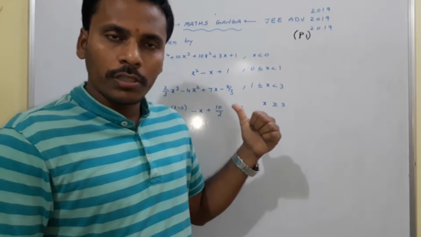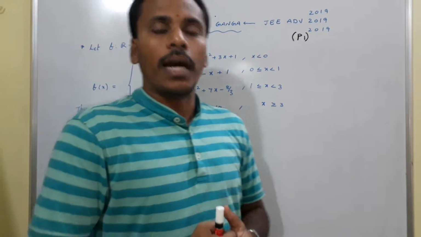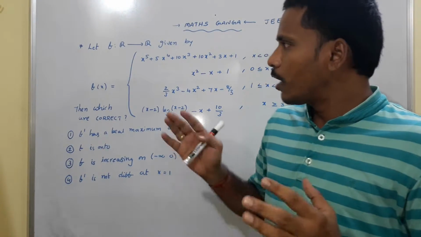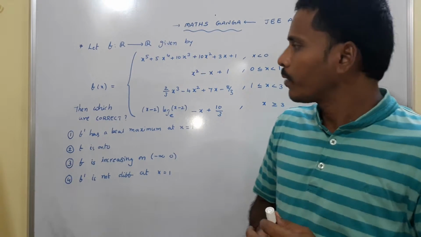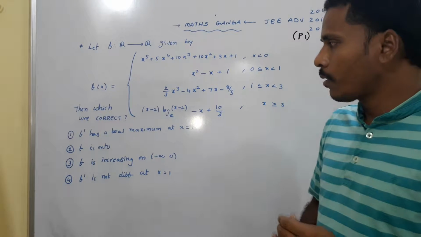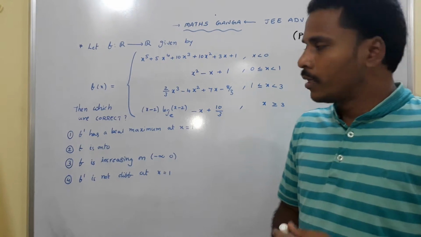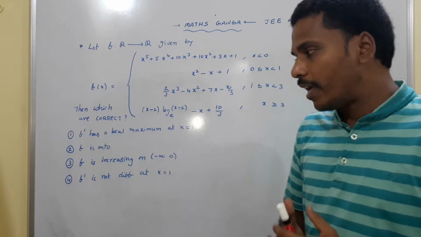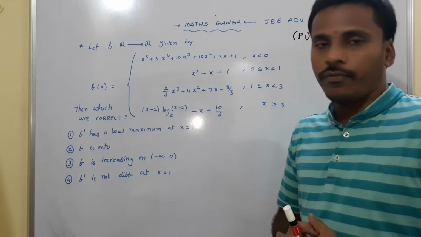This is another question asked in JEE Advanced 2019 paper 1 under more than one correct answer type questions. The question is about a function f from R to R, given in different regions like this, and we need to check which of the following options are correct. Two options are about the nature of f dash and two options are about the nature of f.